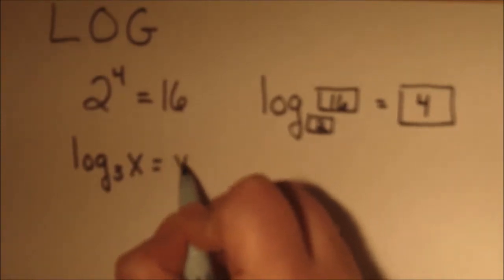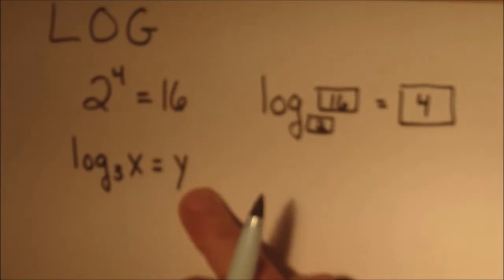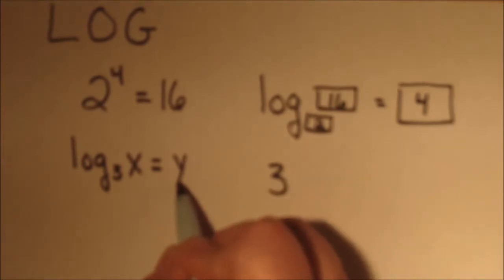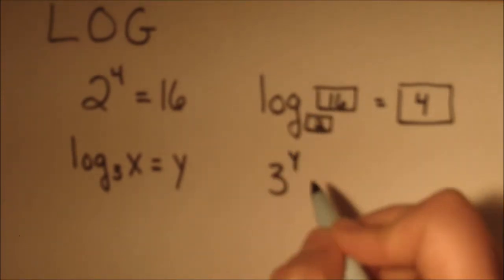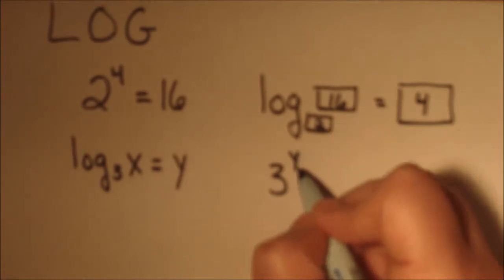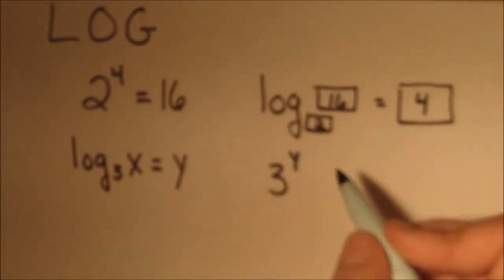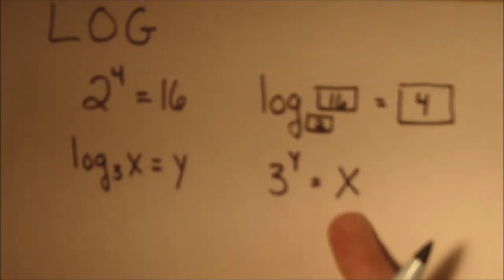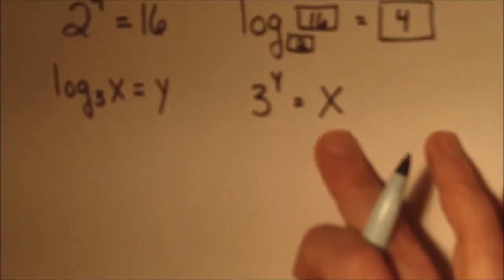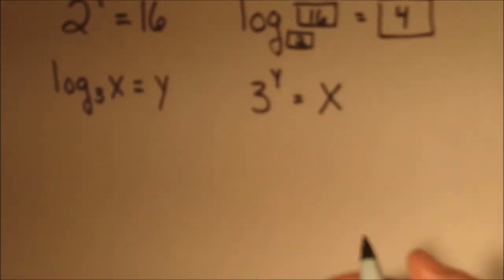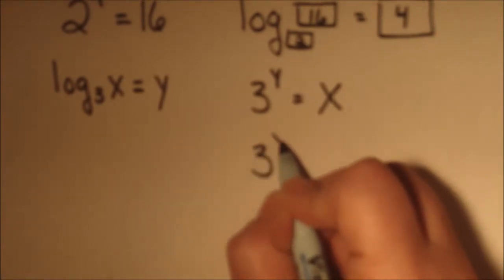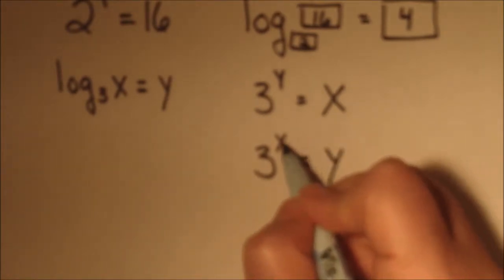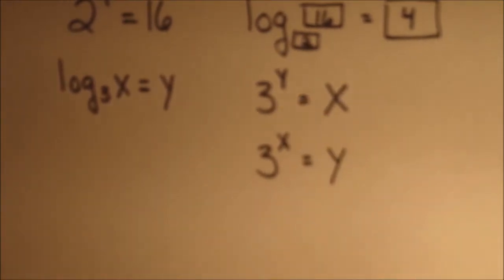x equals y, if I were to write that in exponential form, notice my base is 3, my exponent is y, and then this would be equal to x. Yes, my exponent is y. So notice on the homework the other night, you were graphing things similar to this, except you were graphing y equals 3 to the x.